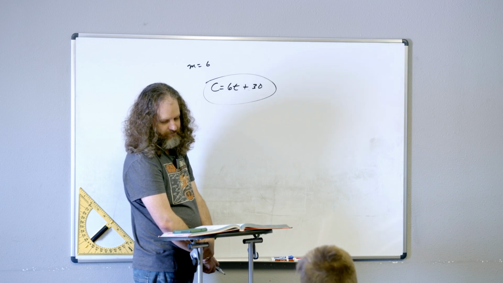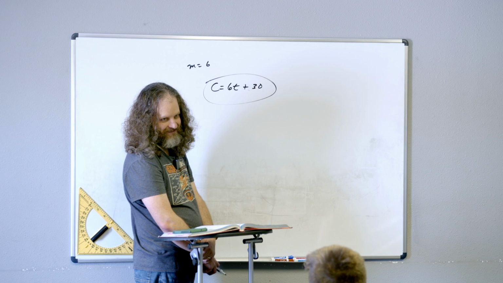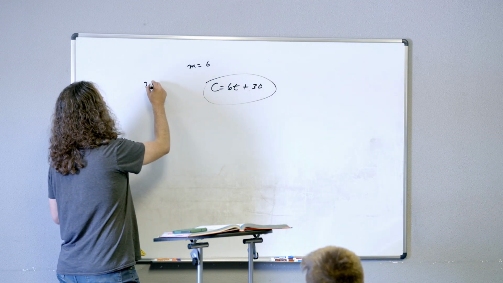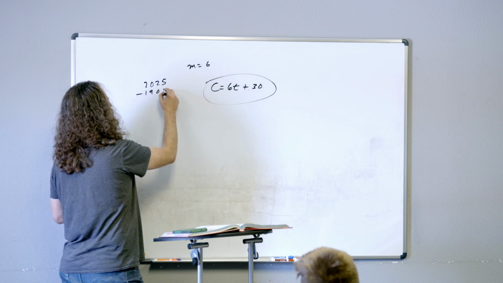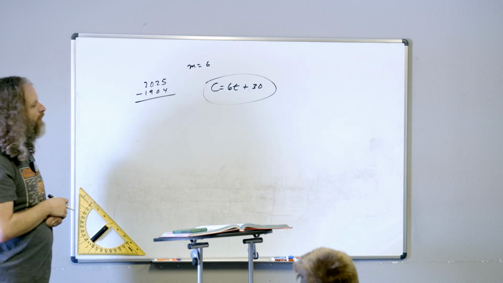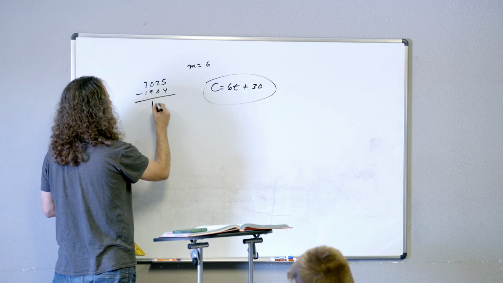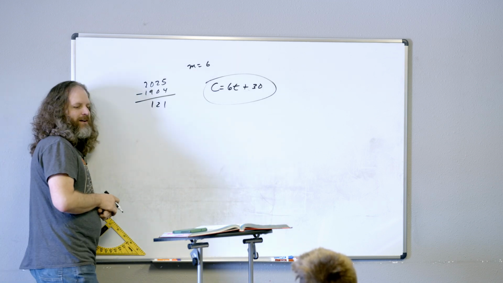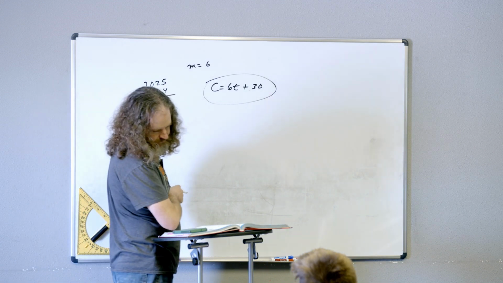What are we going to do? Subtract the time: 2025 minus 1904. You have to find out how many years. Which is how long? 121 years. Now what? Plug it into this T.